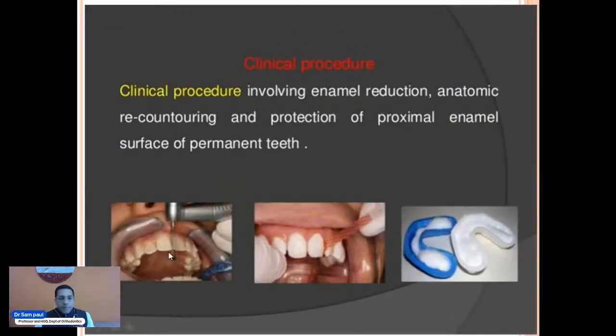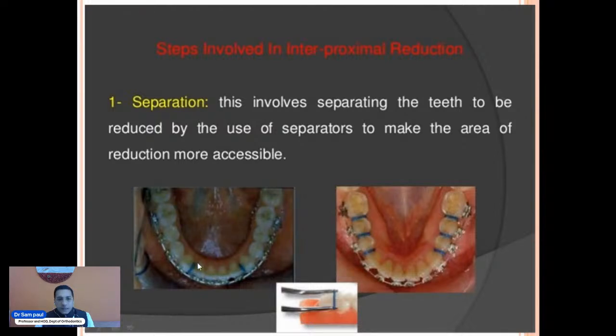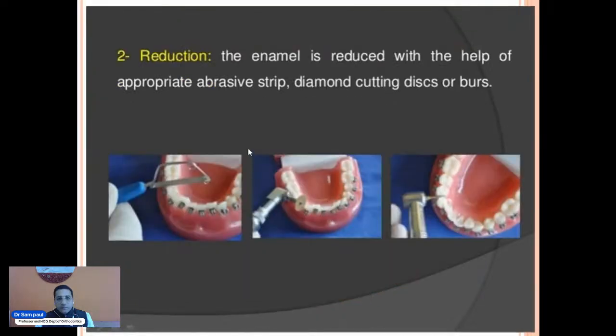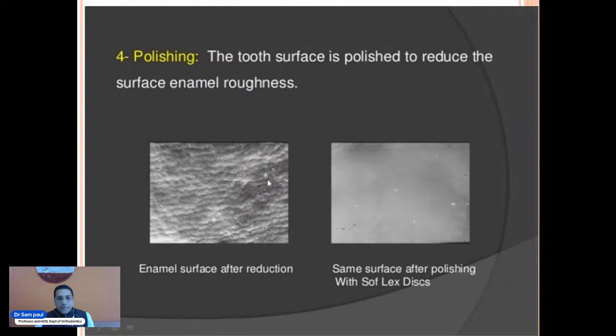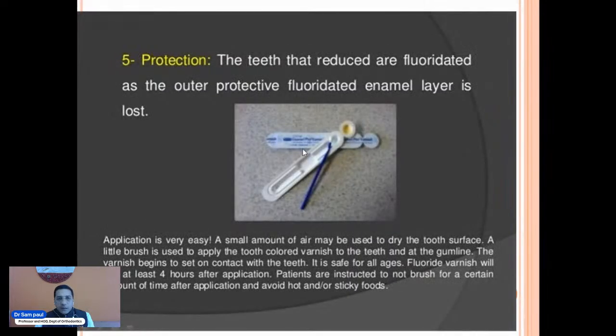I've shown you that you could use abrasive strips. You could use this saw. The first thing is to separate the teeth with separators so that you get some space between the teeth, and then you start reducing. If you're very good with your hand, you can also use a small interproximal reduction burr to do the reduction. Then after you use the burr, you have to use these strips to completely contour the mesial and proximal surfaces. You have to do polishing and protection.